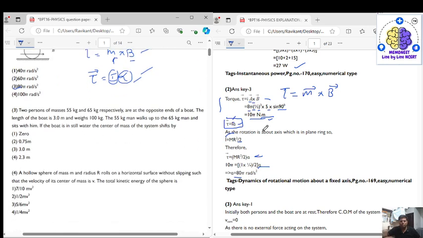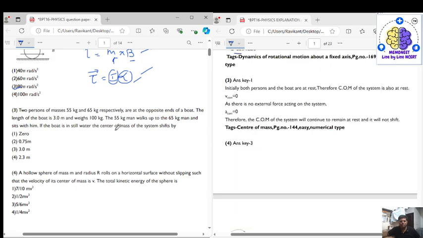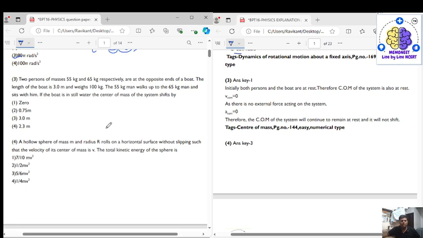Now let's come to question number 3. Two persons of mass 55 kg and 65 kg respectively are at opposite ends of a boat. The length of the boat is 3 meters, and the boat weighs 100 kilograms. The 55 kilogram man walks up to the 65 kilogram man and sits with him. If the boat is in still water, the center of mass of the system shifts by?